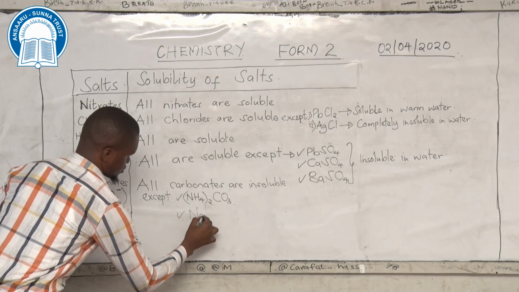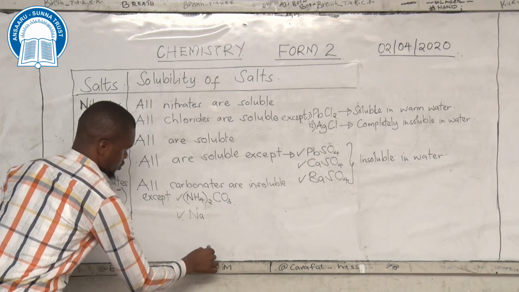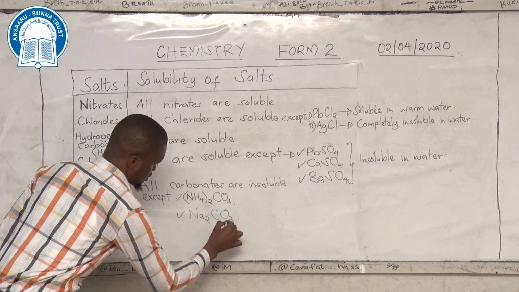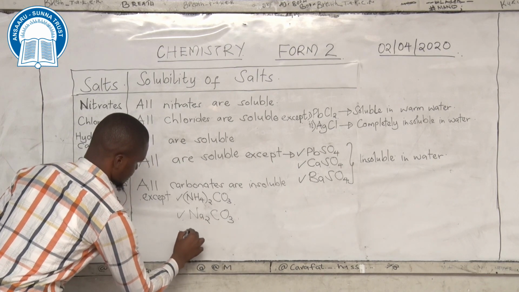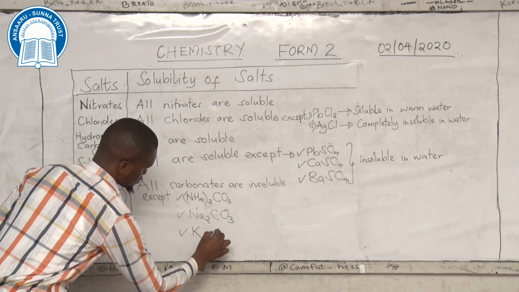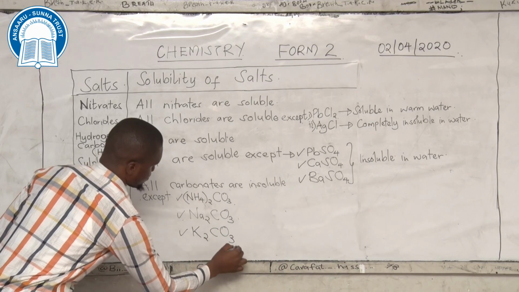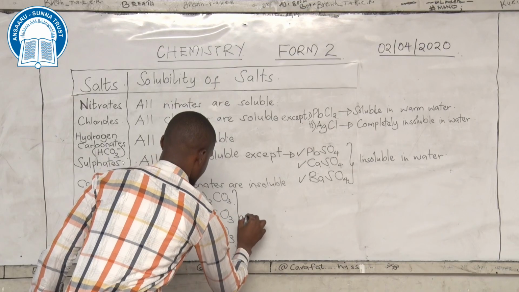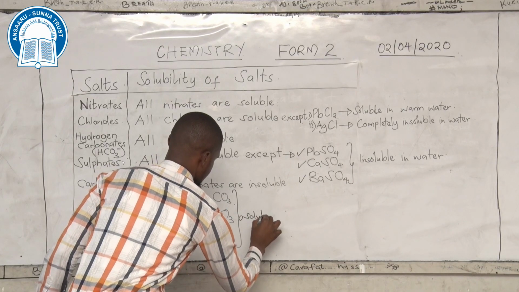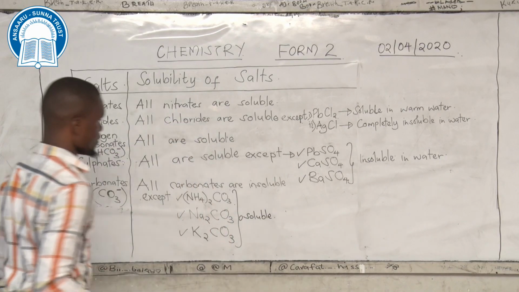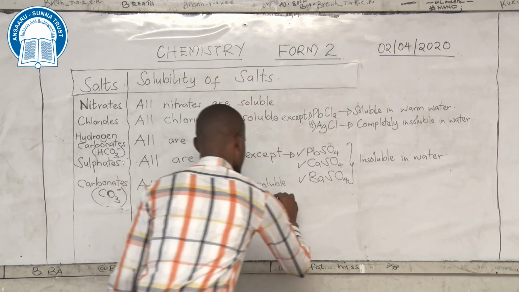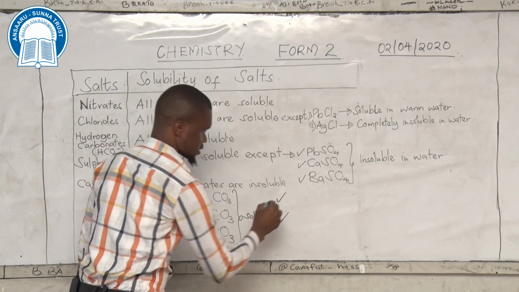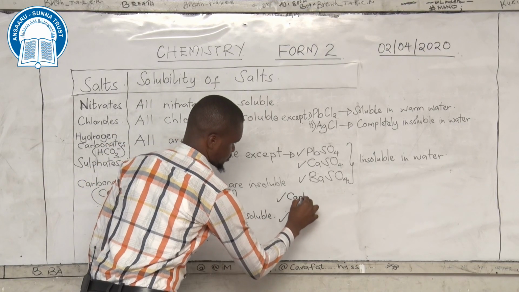Sodium carbonate, we're saying is soluble. And lastly, potassium carbonate is soluble. So for these three, we're saying soluble. But for these two, they do not exist.